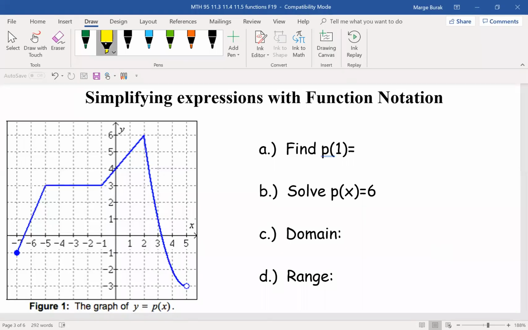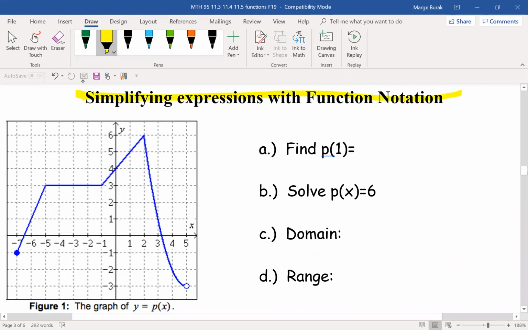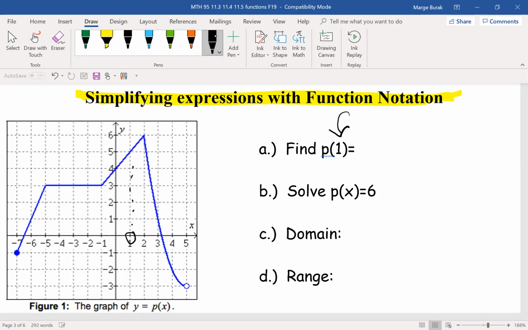All right, we're going to talk about simplifying expressions with function notation. Let's do a quick review on function notation. Looking at this graph on the left, y equals p of x, find p of 1. This means that 1 is my input, which is my x, and then I go to find my y, so p of 1 equals 5.